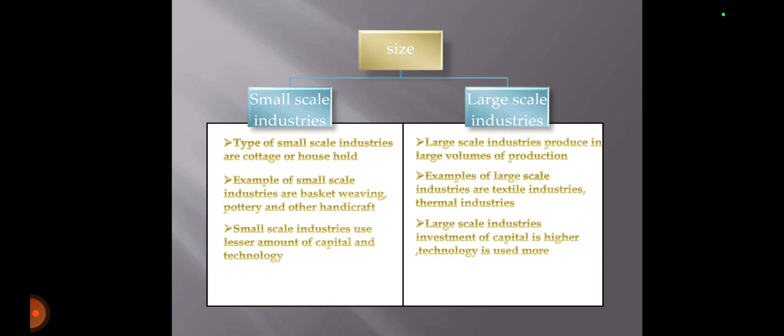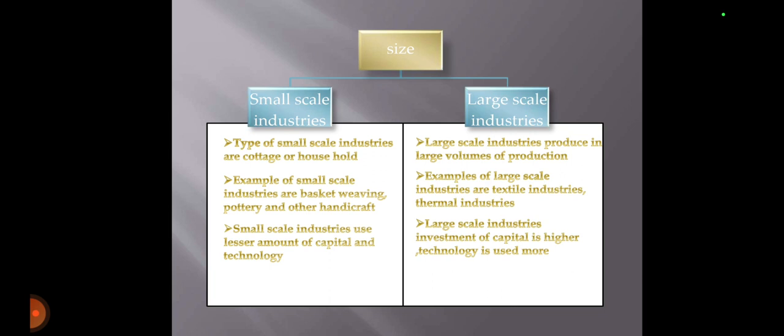According to the size, industry is classified into two types: small-scale industry and large-scale industry. Types of small-scale industry are cottage or household industries, and large-scale industry produces in large volume. Examples of small-scale industries are basket weaving, pottery and other handicrafts. Examples of large-scale industry are the textile industry and thermal industries.